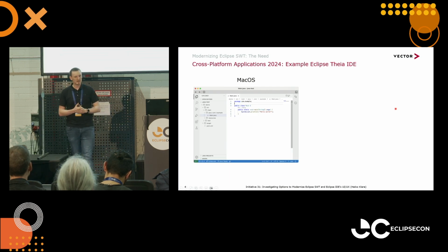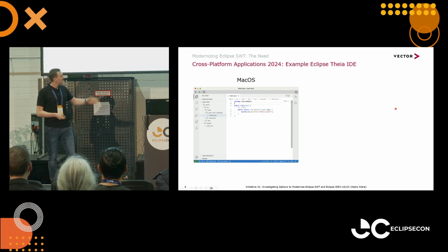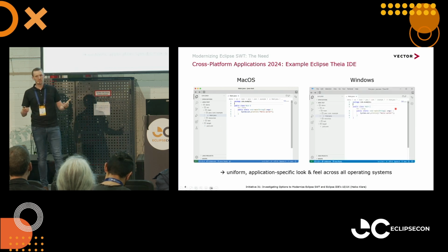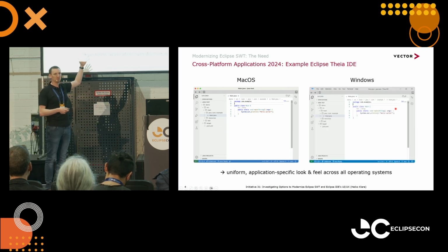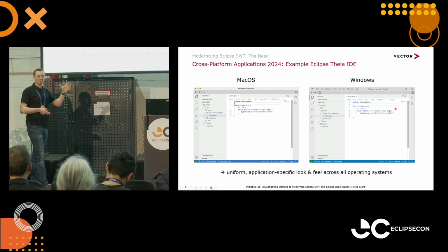So here's an example of Eclipse Theia. It's also a web-based IDE under the Eclipse Foundation. This is how it can look on macOS, and if we take a look at how it looks on Windows, it's basically the same. Of course, the menu bar is different because that's handled by the OS, but the contents of your window are the same.